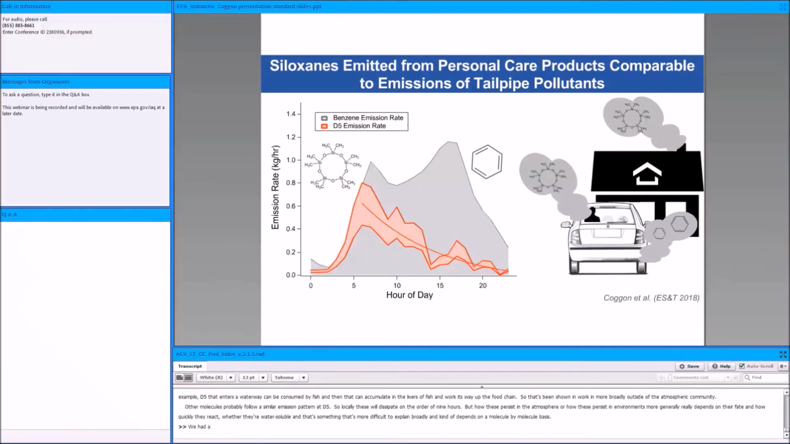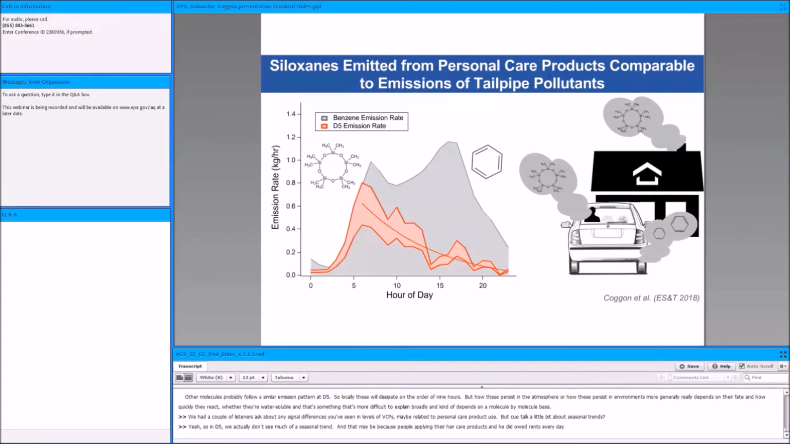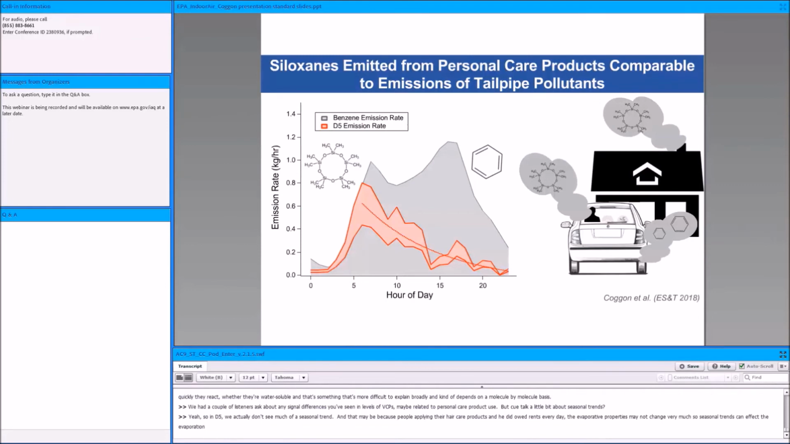We had a couple of listeners ask about any seasonal differences that you've seen in levels of VCPs. Maybe it's related to personal care product use. Could you talk a little bit about seasonal trends? Yeah, so in D5-siloxane, we actually don't see much of a seasonal trend, and that may be because people are applying their hair care products and deodorants every day. The evaporative properties may not change very much, so seasonal trends can affect the evaporation of these products. But when you apply personal care products, your body's always at 98 degrees if you're not sick and you're feeling good. So they'll evaporate at the same rate regardless of season.